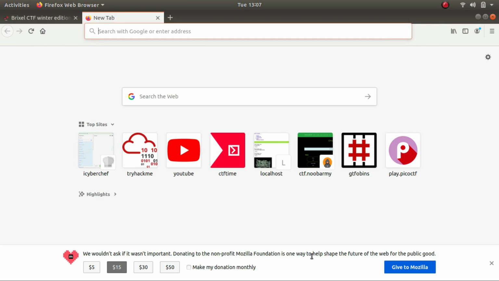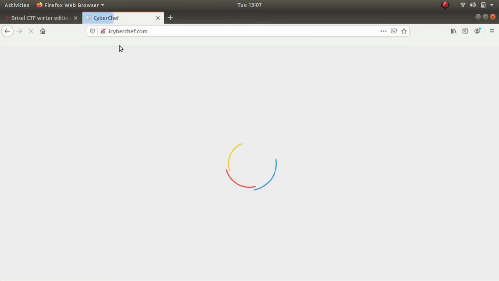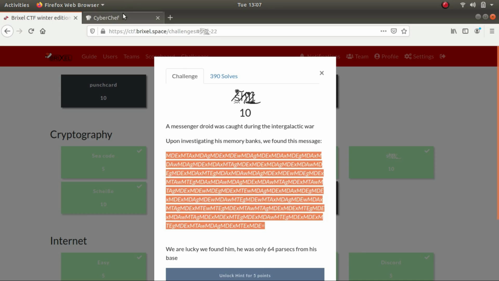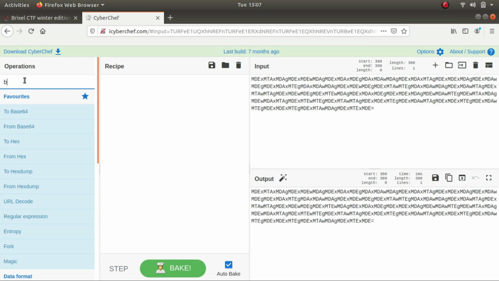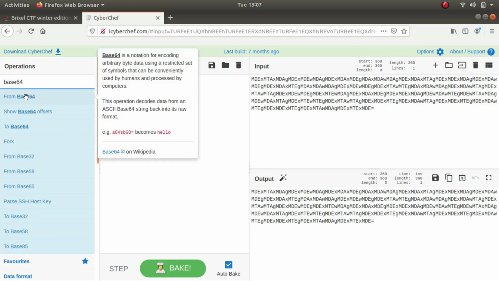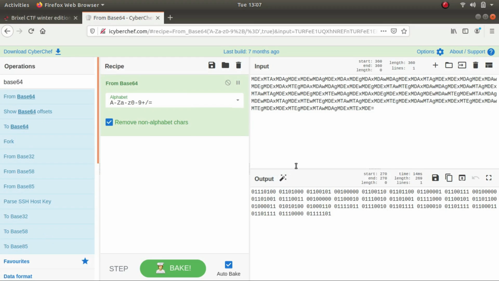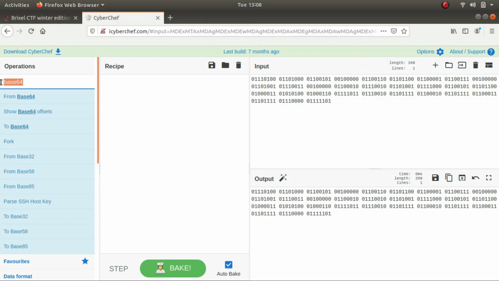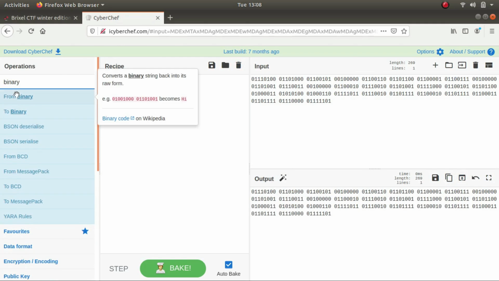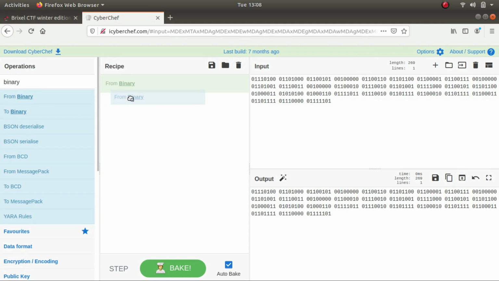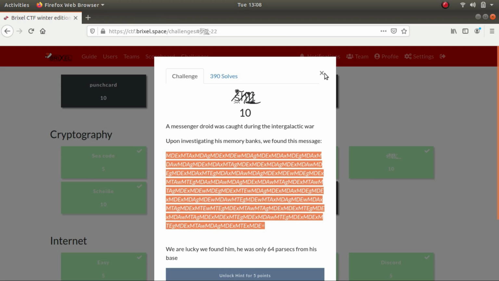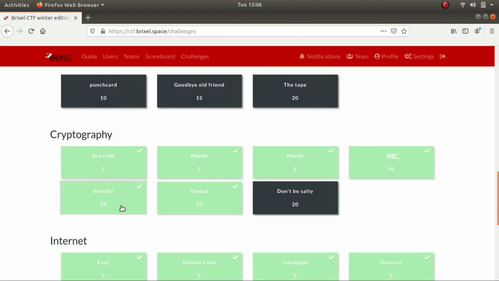So again, I used CyberChef to decode the message. Let's type in base64. Okay, so the text that we receive is binary. So let's use binary to decode it. Okay, so it says that the flag is Brixel CTF Robocop. So now that we are done with this challenge, let's move to the next one.